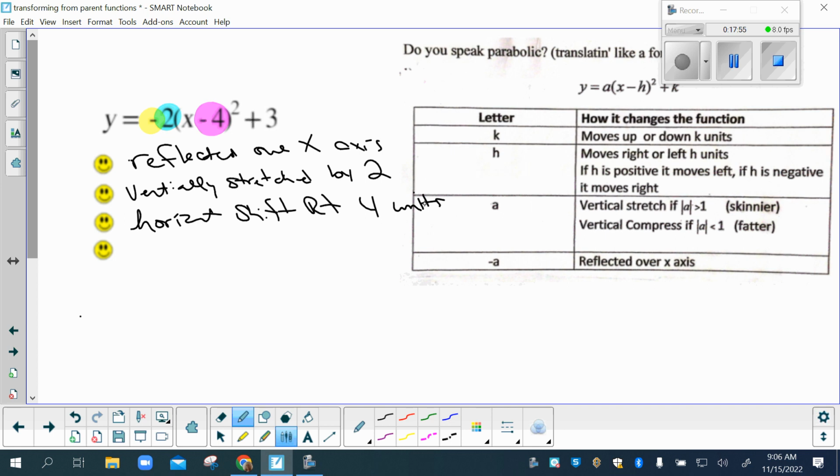And our very last guy, here we are. Let's see if I've got any more colors. I got red, and I have 1, 2, 3, what am I missing? The yellow, the blue, the green. There you go, the green. He's the easiest. He's just vertically shifted up. He's straightforward. So vertical shift up 3.